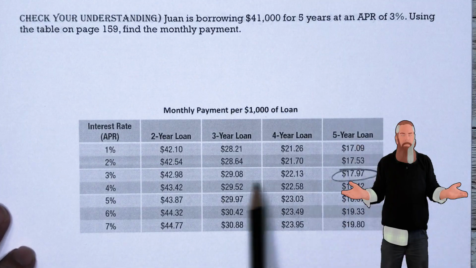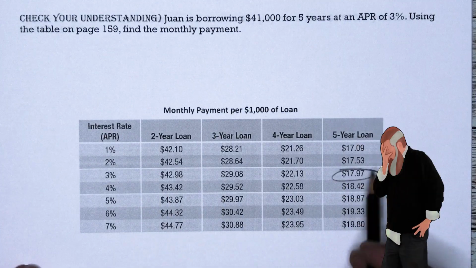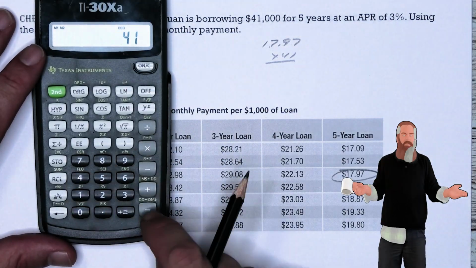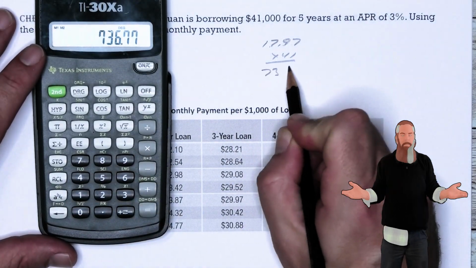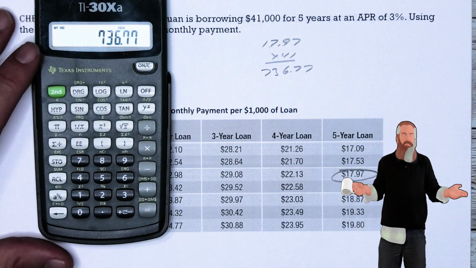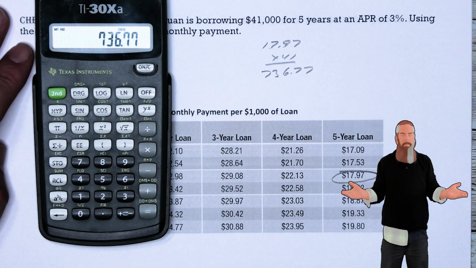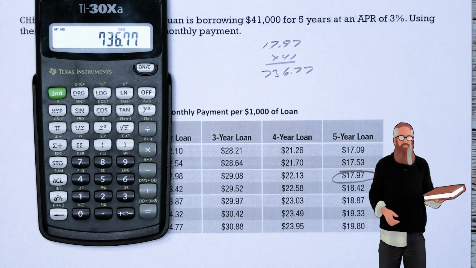So 5 years at 3% gives $17.97. This times 41 gives us $736.77. Don't forget that the table amounts are in the thousands of what is borrowed, and that's why you have to multiply it by 41.